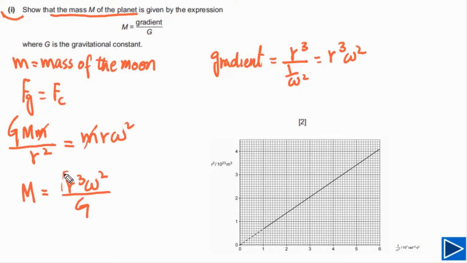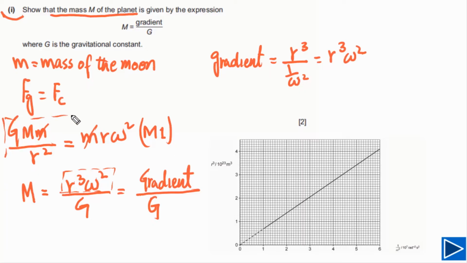So if we look at this expression, this is equal to gradient. So simply we can replace this one with gradient. That's all the question is asking us to find out. So we can say mass of the planet is equal to gradient divided by universal gravitational constant. If we have done this one, you will get 2 marks. First mark you get, that is the M mark, if you have written this expression. Means you have equated gravitational force and centripetal force, if you have written the formula for gravitational force and centripetal force. And the second mark is the answer mark. If you have got the right answer, you will get the second mark.